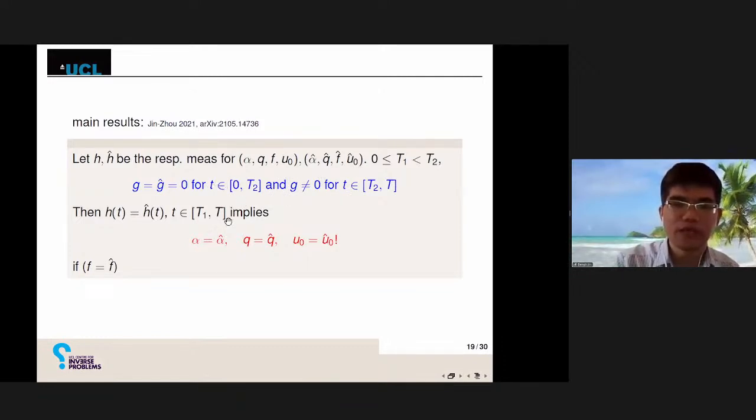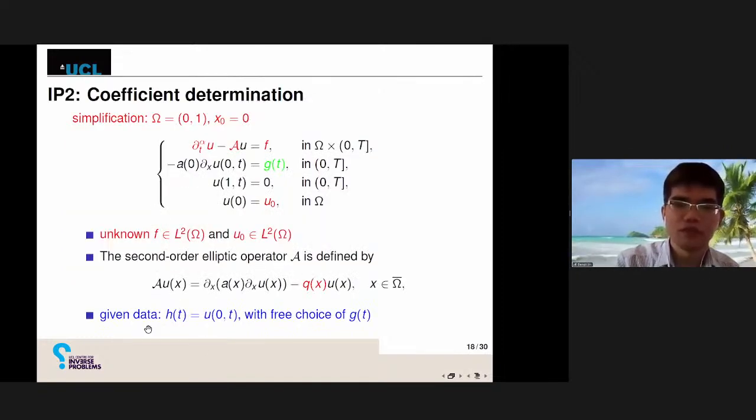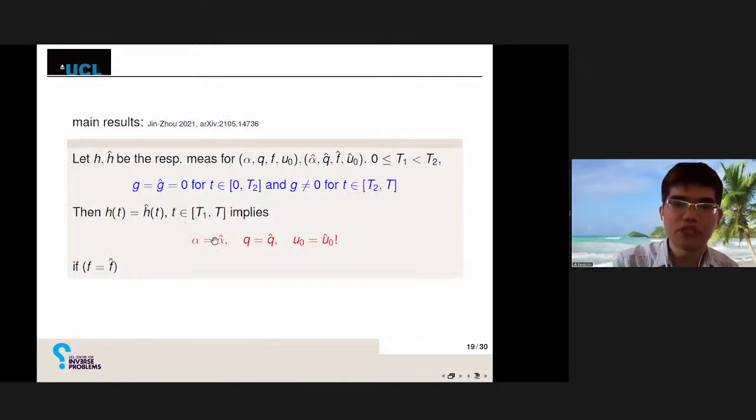Then we can show that this measurement, given this form, can uniquely determine the alpha potential and U0 if we assume F is known. If F is unknown, then we do not know U0. But the first two parts are known, just from one piece of information. So that's the main result.